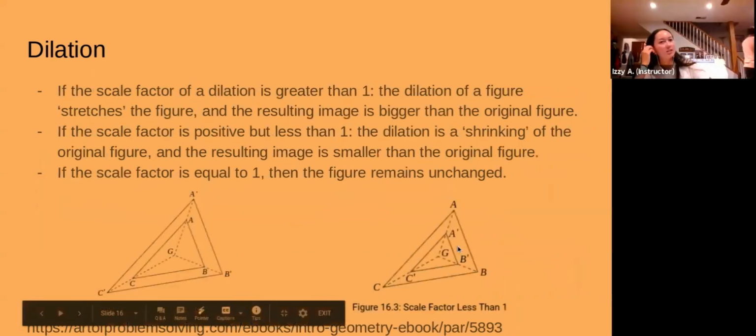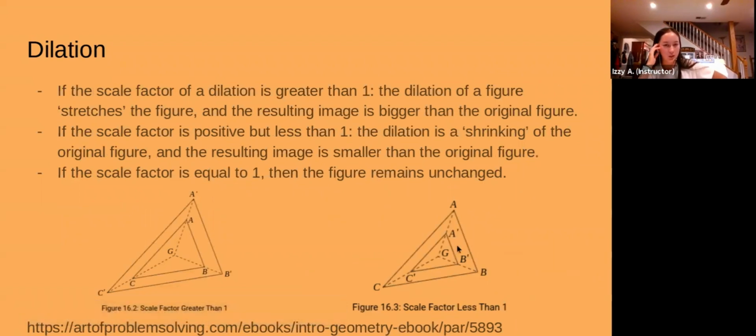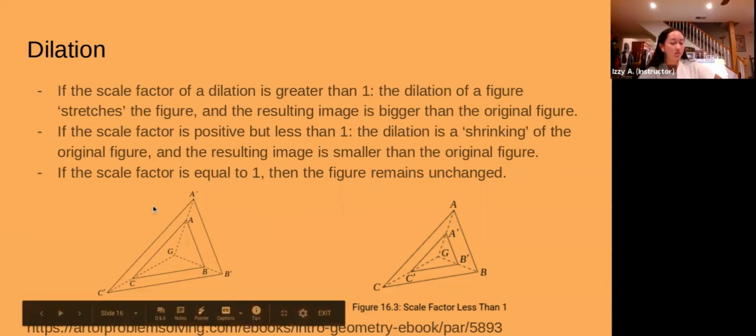Okay. If the scale factor of a dilation is greater than 1, then the dilation of a figure, quote unquote, stretches the figure and the resulting image is bigger than the original figure. If the scale factor is positive but less than 1, so greater than 0 but less than 1, the dilation is a shrinking of the original figure and the resulting image is smaller than the original figure. And if the scale factor is equal to 1, then the figure remains unchanged.